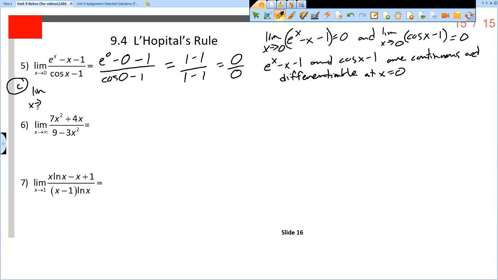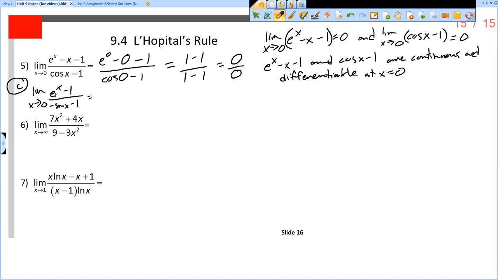So limit as x approaches 0. Now we're going to take the derivative. The derivative of e to the x is e to the x, minus the derivative of x, that's just minus 1, minus the derivative of 1 is 0, divided by, what's the derivative of cosine? That would be negative sine of x, minus 1.